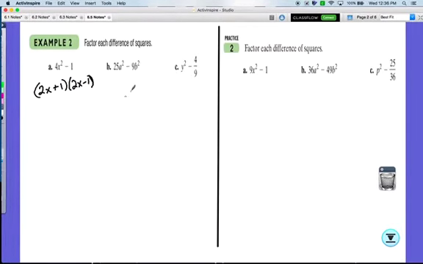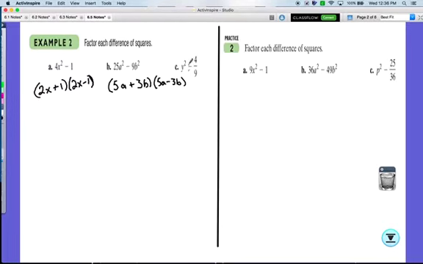Same thing here on B. 25 is a perfect square, so is 9. The square root of 25 is 5, so I have 5a plus the square root of 9, which is 3. Since we have the b squared, we need to put a b there. And then we'll have 5a minus 3b.